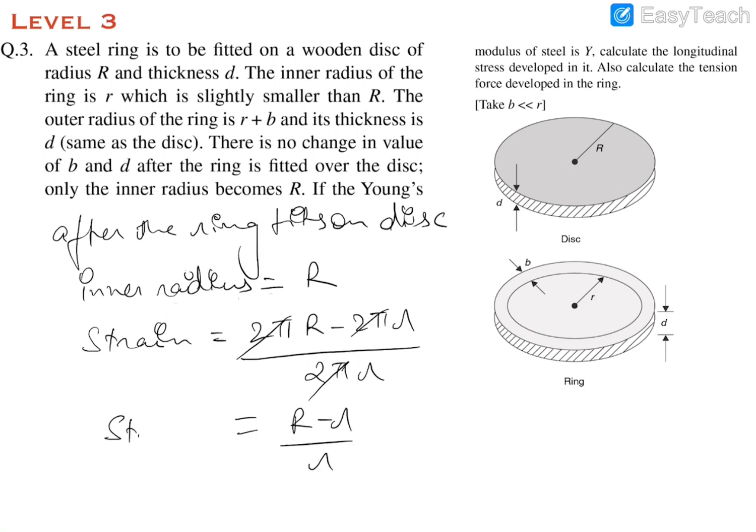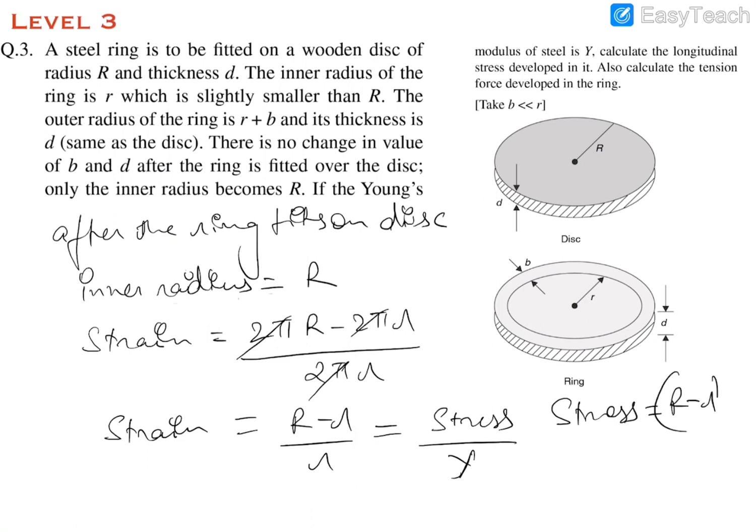This is the strain. And we know that strain is equal to stress upon Young's modulus. So stress will be equal to R minus r by r into gamma. This is the stress developed in the ring.